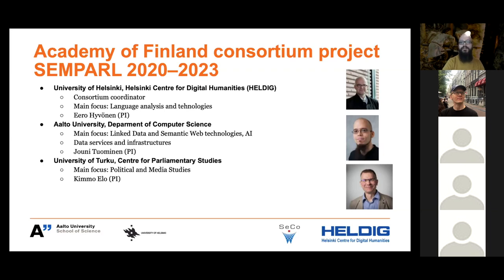So it has all these different partners with different kinds of tasks or backgrounds, and then in this multidisciplinary way of working, we try to achieve something new and answer research questions that come from all of the fields. So language technology, computer science, and political and media studies as well.